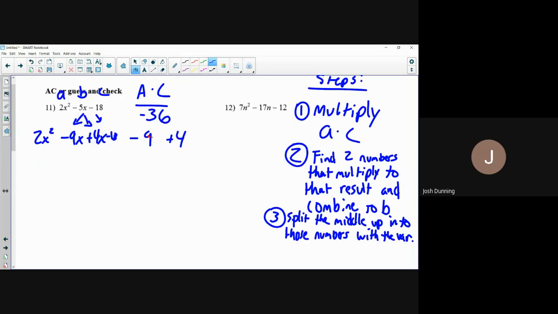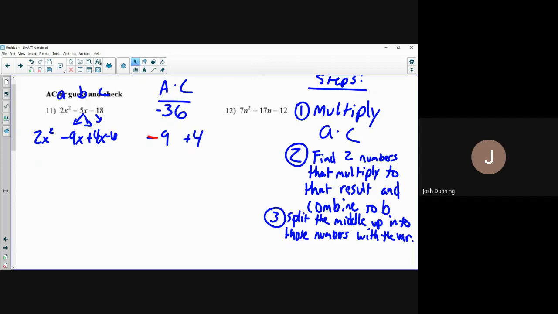Let me move this stuff over. This really is not cooperating with me right now. There we go. There.